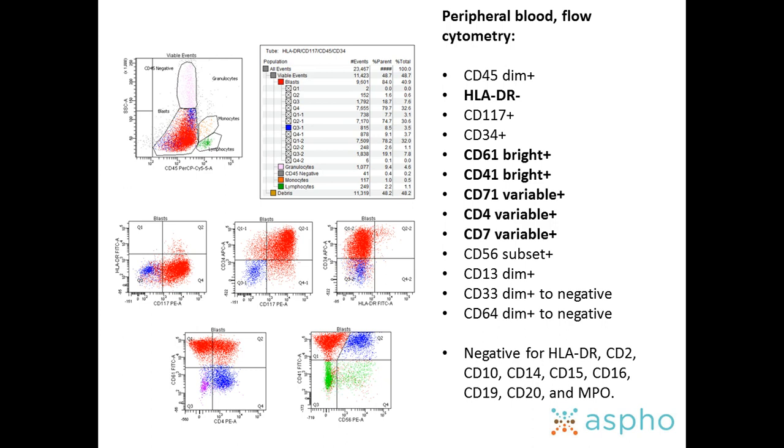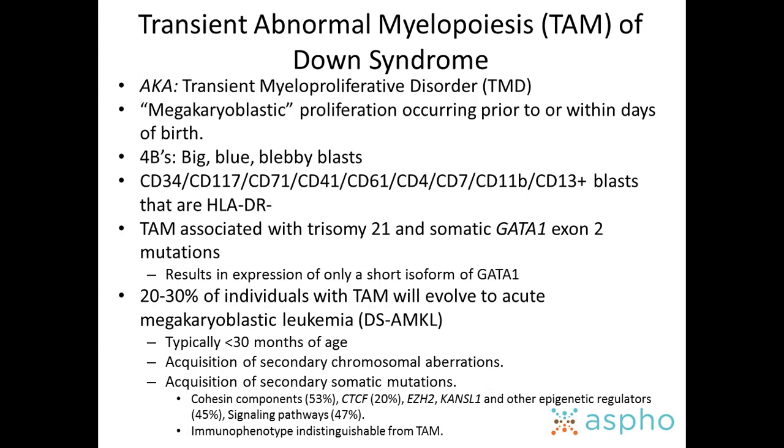And this phenotype is entirely typical of the phenotype that one sees in the blasts of patients with transient abnormal myelopoiesis of Down syndrome, or transient myeloproliferative disorder. This is a megakaryoblastic or hybrid erythroid-megakaryoblastic proliferation that occurs prior to or within days of birth. I call it the 4 Bs. These are big blue blebby blasts. They have this very characteristic phenotype that almost never varies from patient to patient.